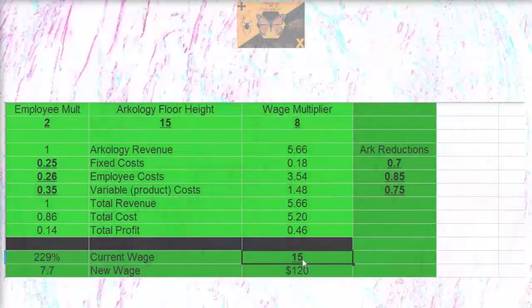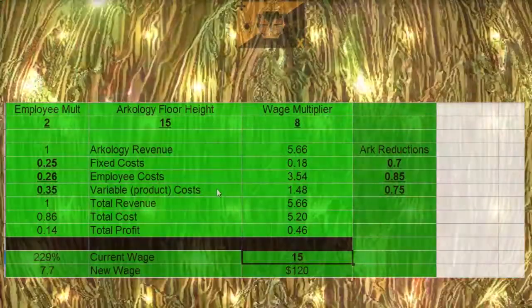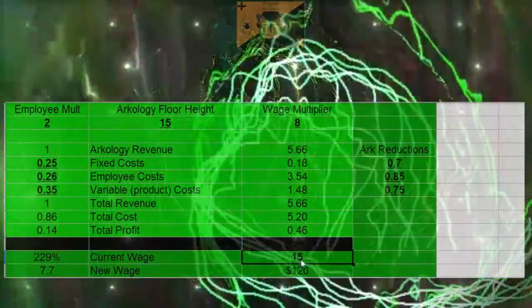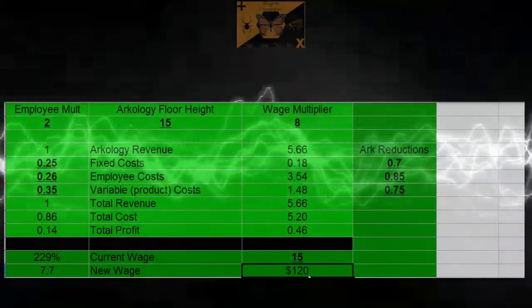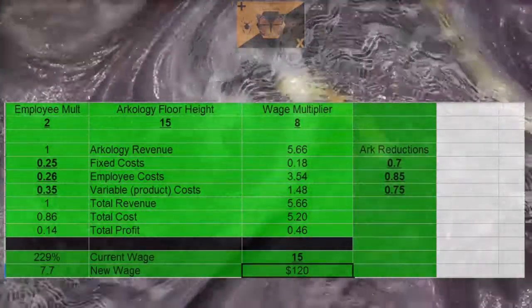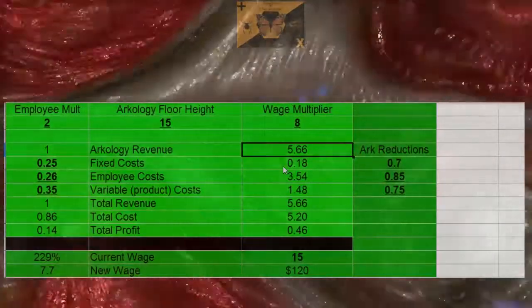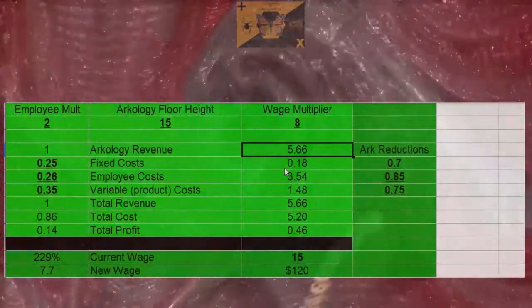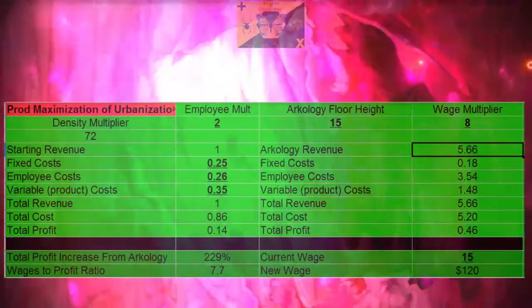Incredible. Now, if these people, let's say this is McDonald's or whatever, Starbucks, whatever, if they're making $15 an hour, that 8 times wage multiplier equals $120 an hour. Working in Arkology. Now you're going to have a steady line of people. It's going to be quite busy. It's going to be very urban, right? Very crowded. But $120 an hour.